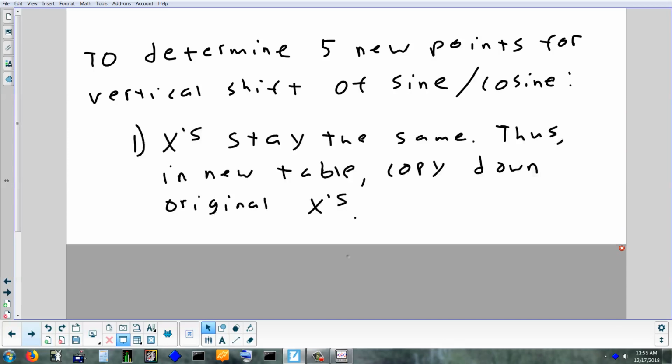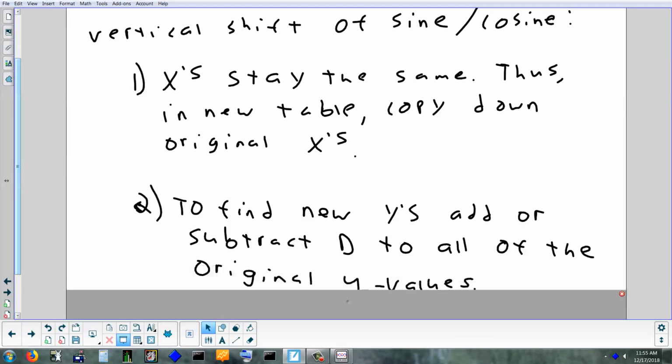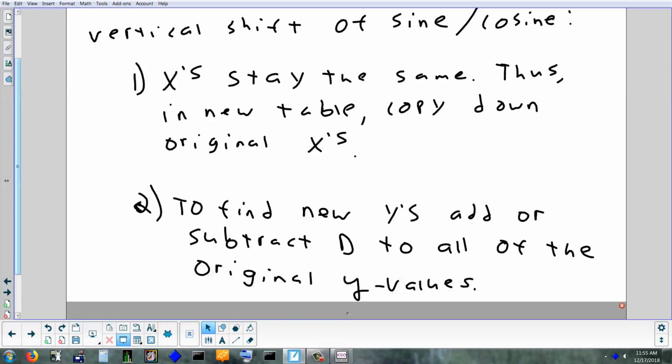Every problem we do for a vertical shift today, your x's are going to be 0, pi over 2, pi, 3 pi over 2, 2 pi. That will not change on any problem. So we don't have to touch the stuff with pi. So it's the y's that are going to change, but the arithmetic is super easy.